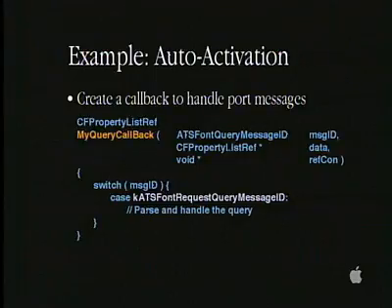Creating a callback for auto activation support is a little bit more difficult than a callback for notification because there's more work that you need to do inside of it, but it's not that hard. The callback takes in a message ID, the data reference, and a refcon. The message ID that you care about at this point in time would be the kATSFontRequestQuery message ID, at which point when you receive it, you take the data that is received, you parse the data, which I will show you an example of later, and then you translate that into the font file that you need to open.